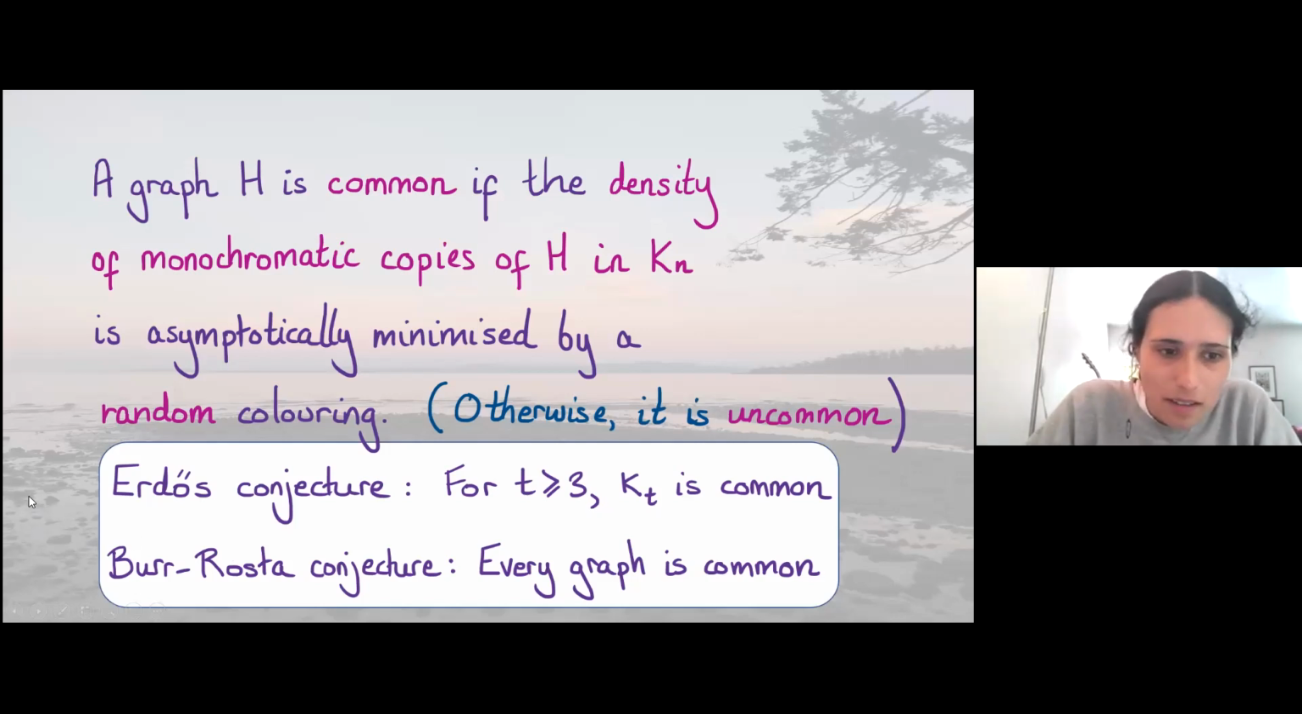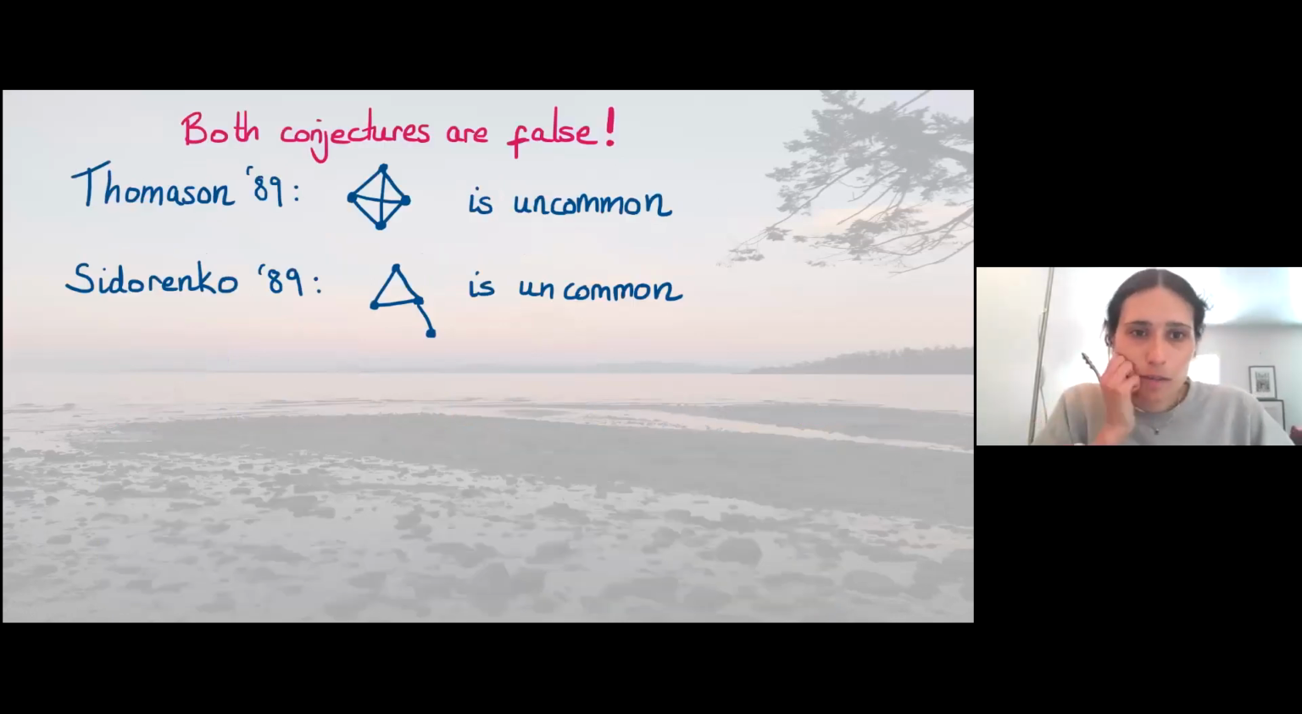Unfortunately, the conjectures are false. In fact, they were disproved independently by Thomason and Sidorenko. Andrew Thomason wrote a very nice paper which shows that K4 is uncommon. This disproves the conjecture of Erdős, which was for cliques, and also the Burr-Rota conjecture simultaneously and independently.